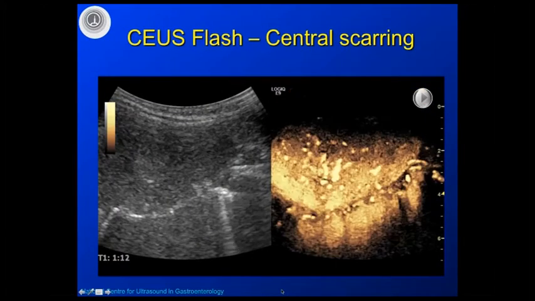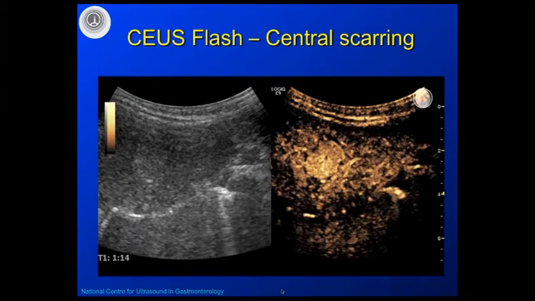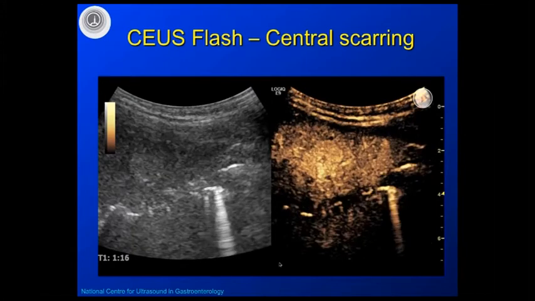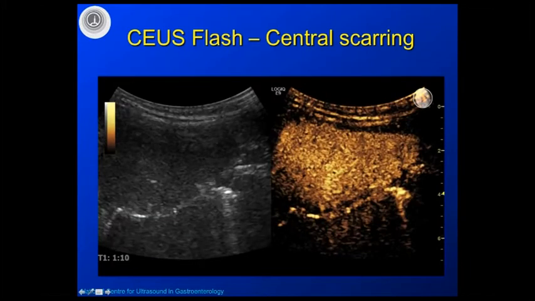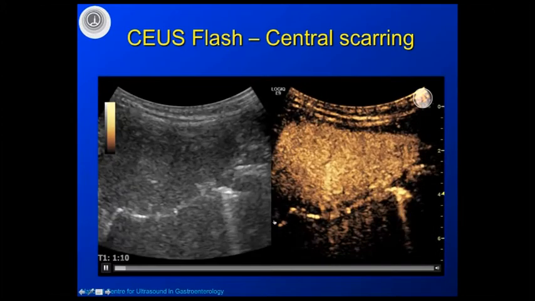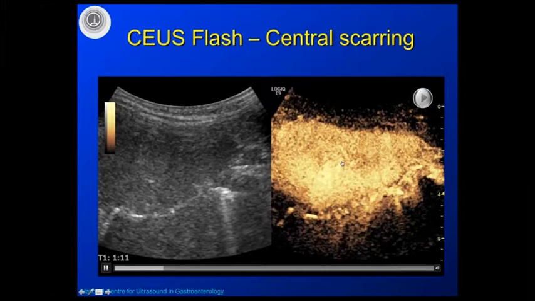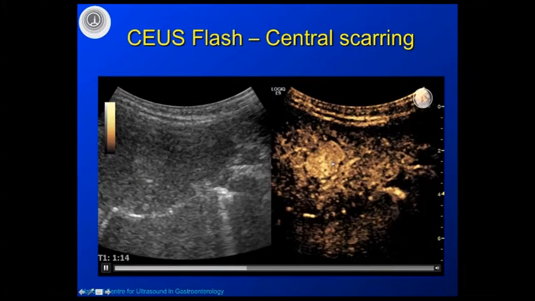Also use the flash technique to observe how the tumor is refilling. That's one trick of the game, and in this case you can actually also see the central scarring in the middle after some time here.